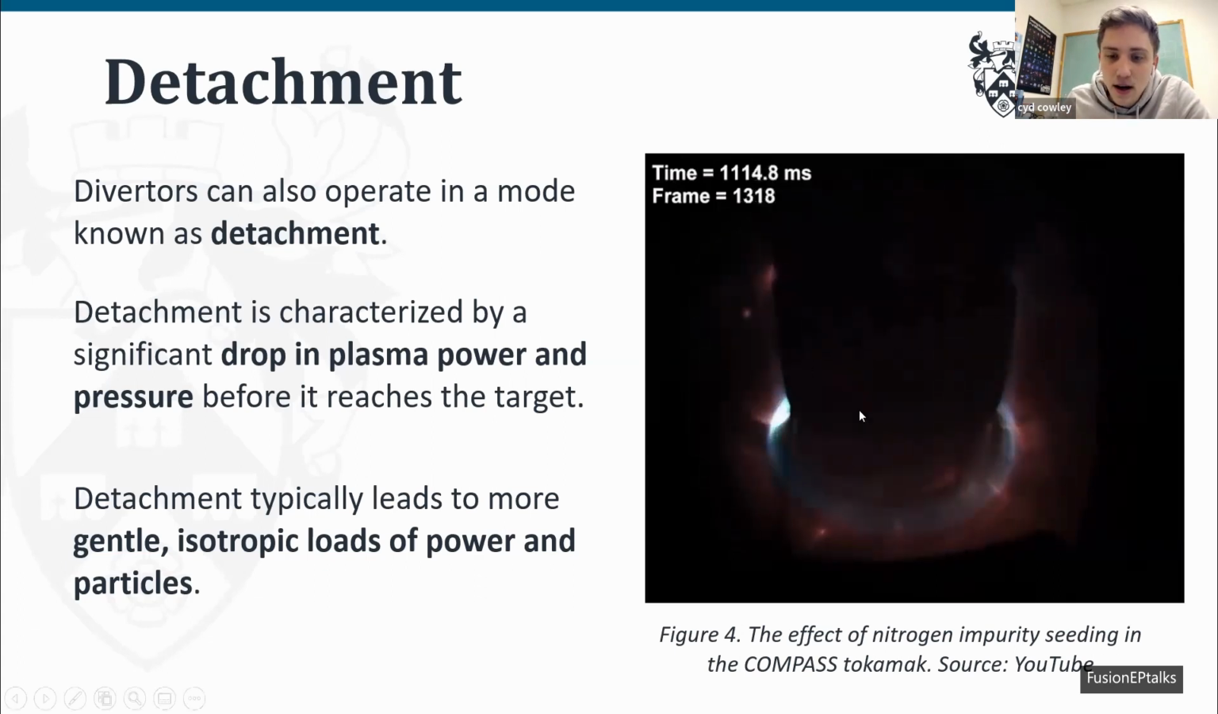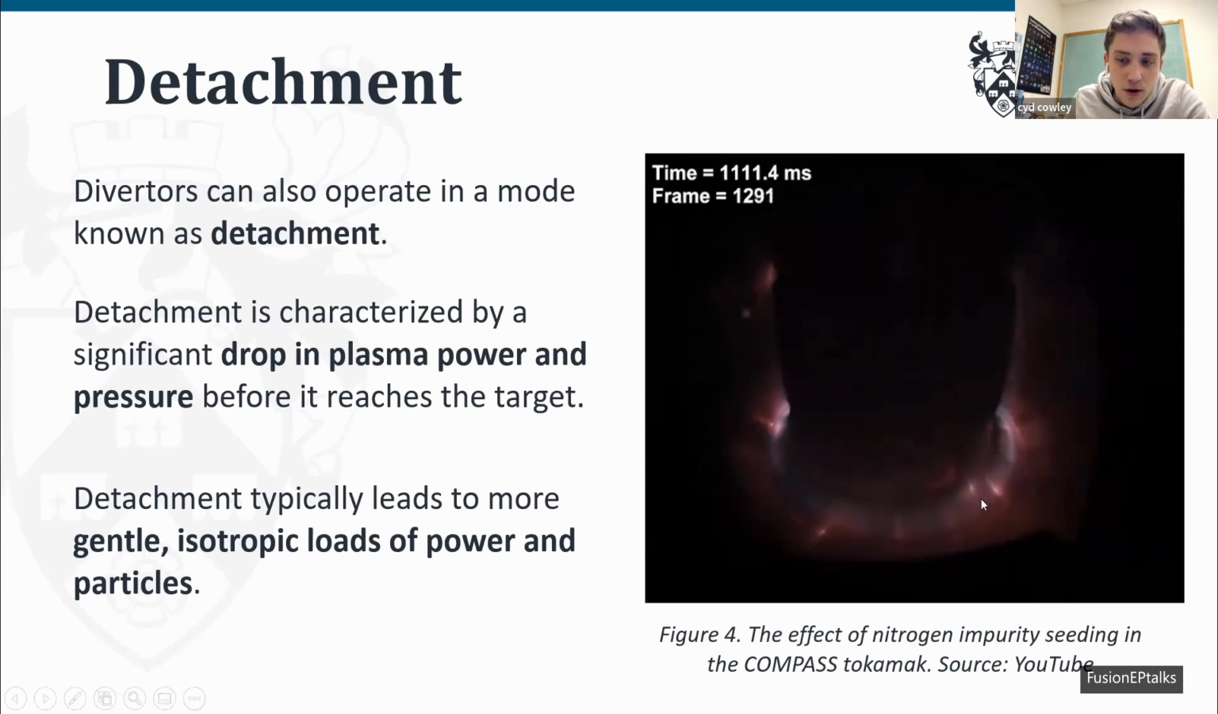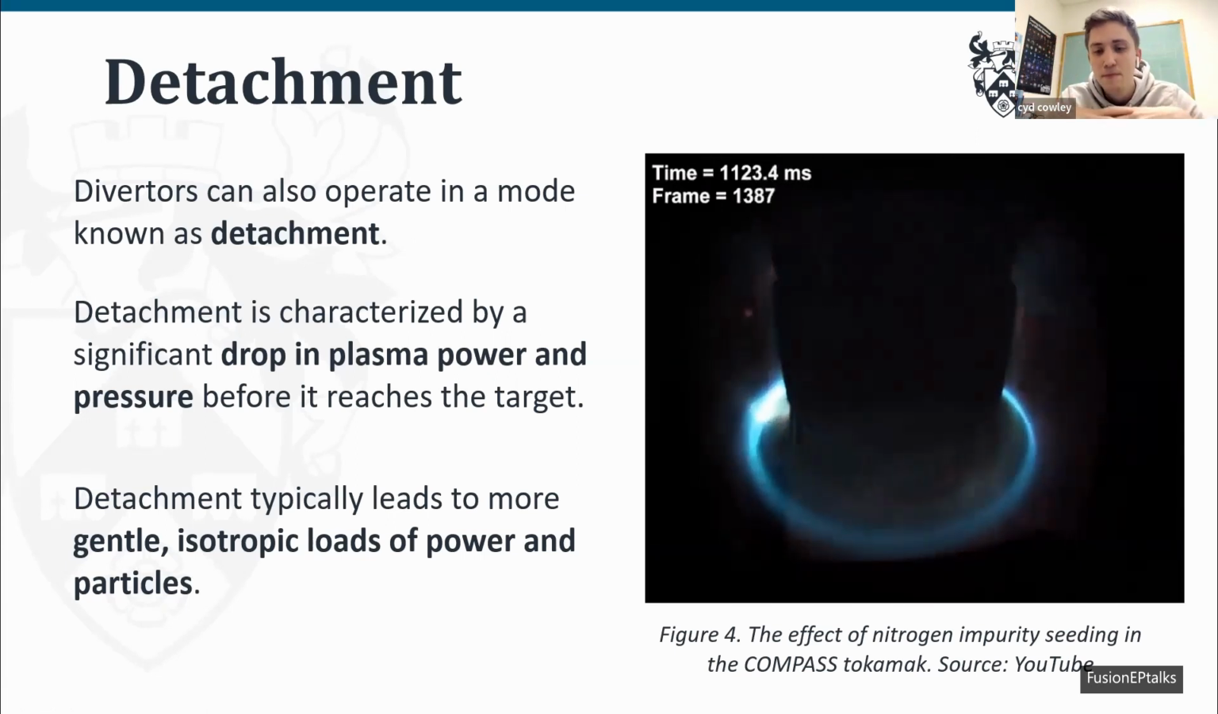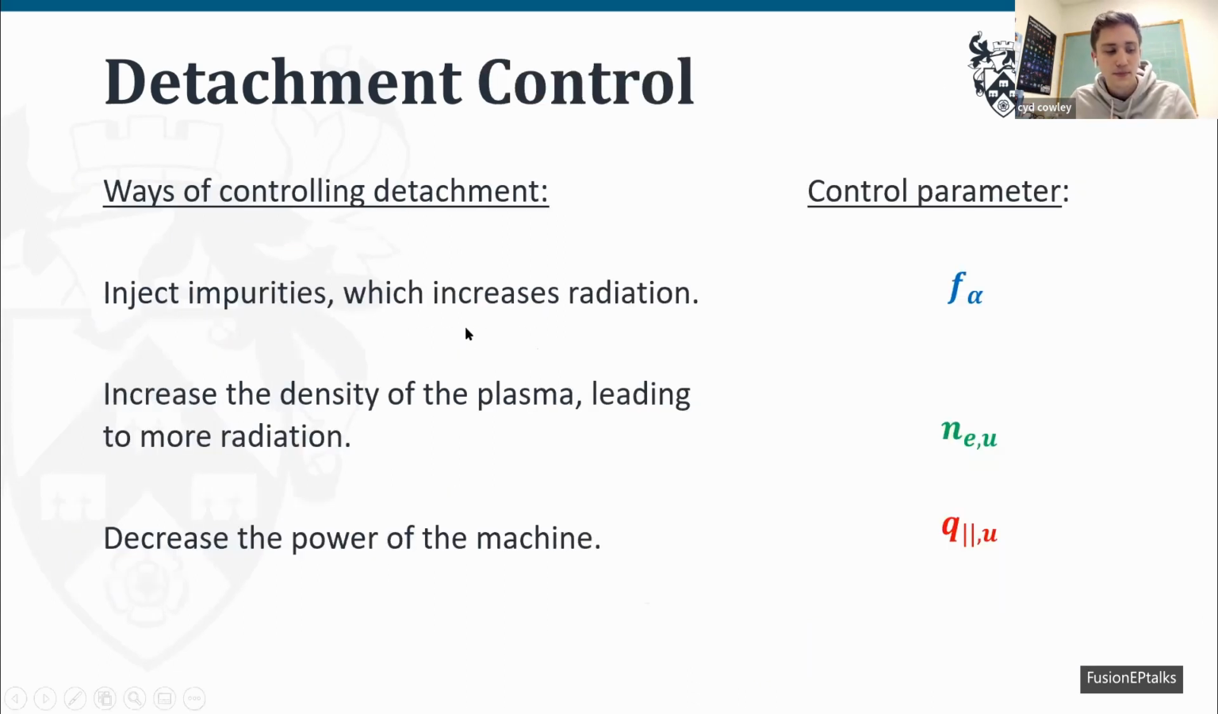You can see that here in the COMPASS tokamak, when we inject nitrogen. You can see at the start, the divertor targets are literally red hot. They're incredibly hot, and that redness essentially indicates how hot the targets are. But when we inject nitrogen, it forms this blue radiation front. It detaches from the target, and those targets cool down. You stop seeing that really red hot radiation.